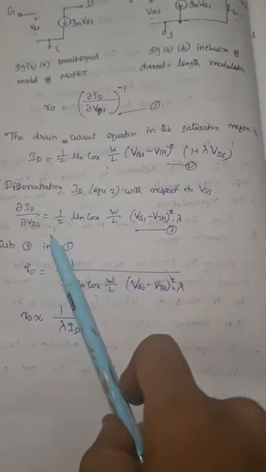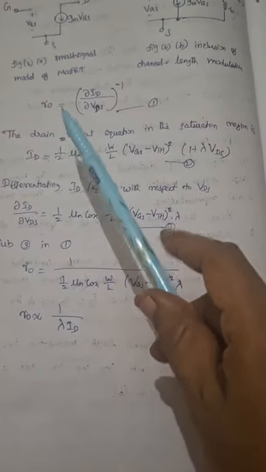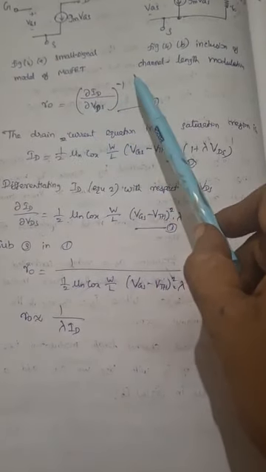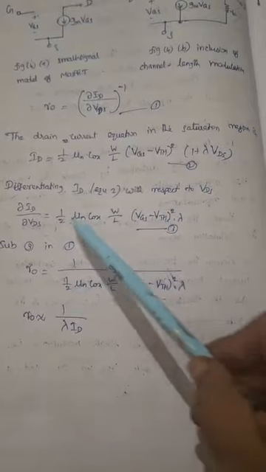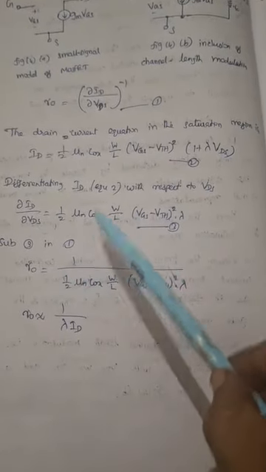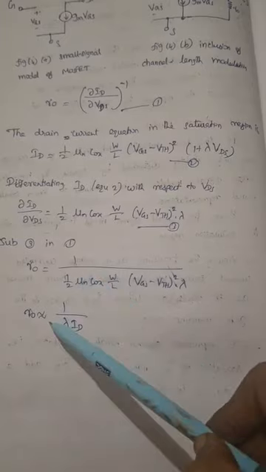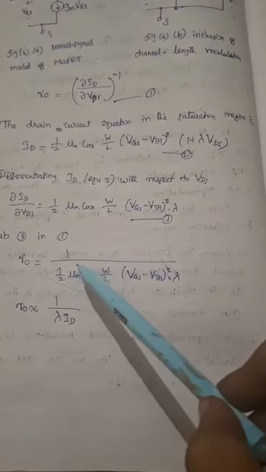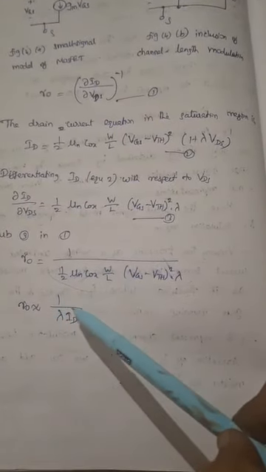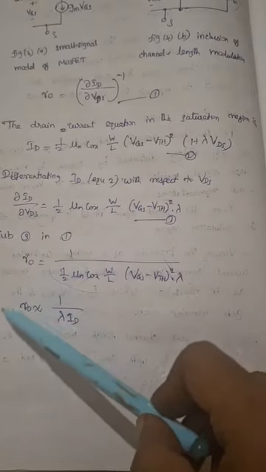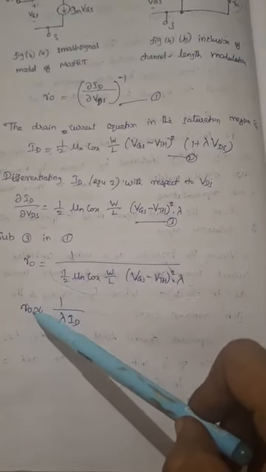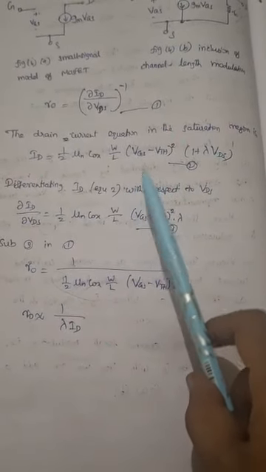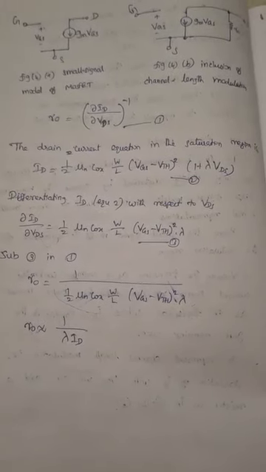So that is dou ID by dou VDS, and its inverse is nothing but RO. We have to invert this value, so 1 by this one. This is the actual RO, 1 by this value. This is approximately equal to 1 divided by lambda into ID, considering this term as ID. So RO is approximately equal to 1 by lambda ID. That is the output resistance when you are considering channel length modulation. This is the small signal model equation. Thank you for watching.